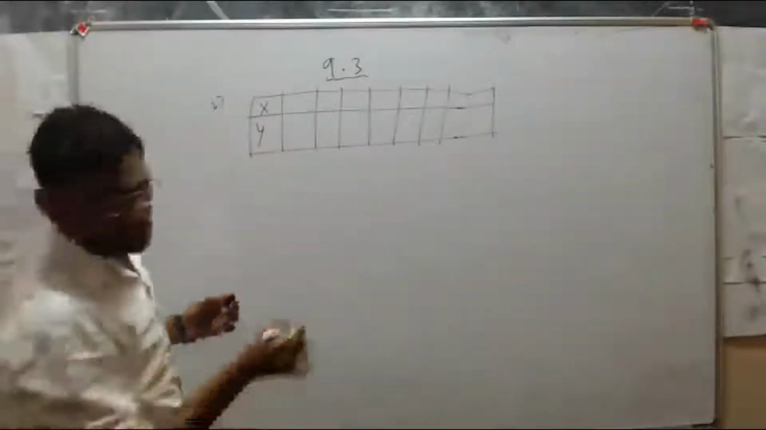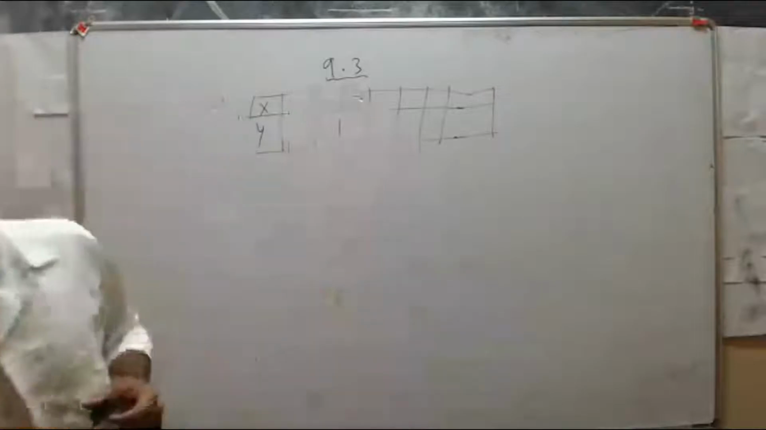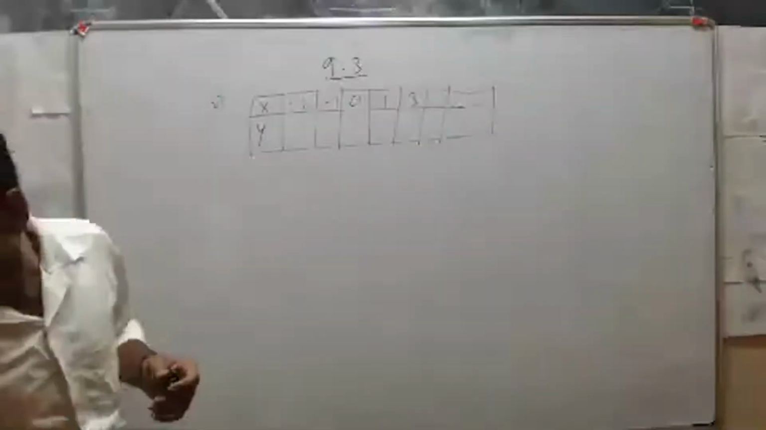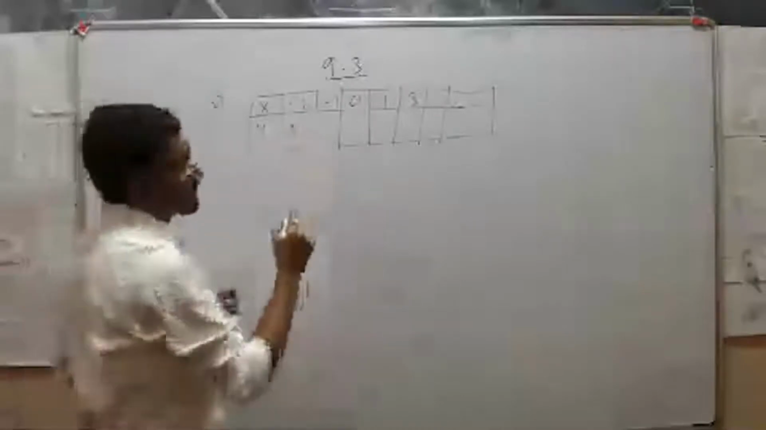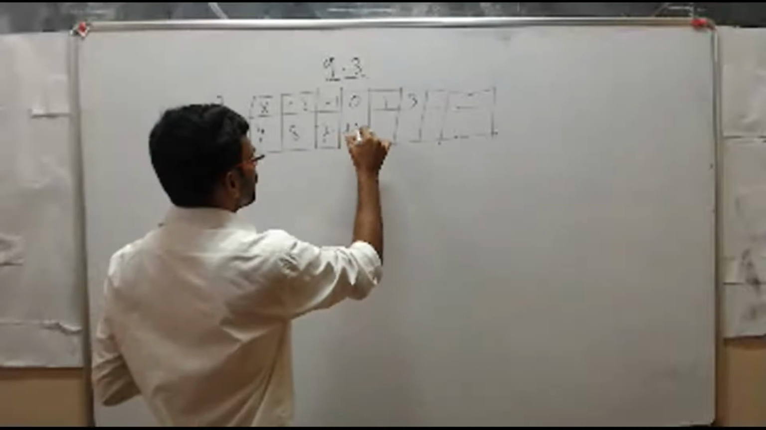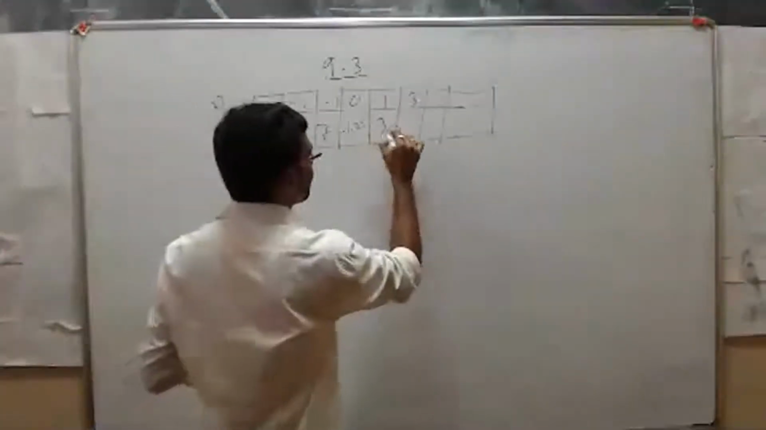Minus 2, minus 1, 0, 1, 3 are the x values, and 8, 7, minus 1.25, 3, minus 1 are the y values.